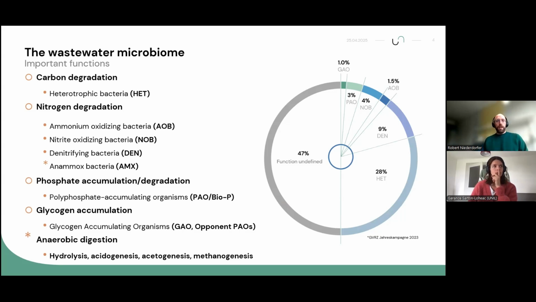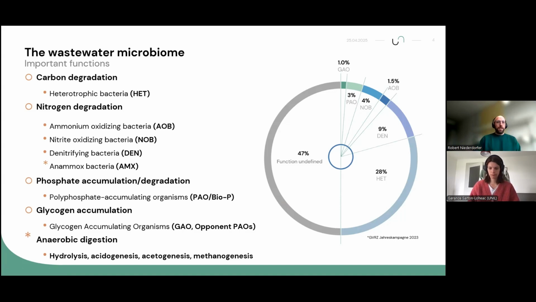Here I show you, can you see my mouse like this? Yes. Okay, so this is just an idea that I can give you of the activated sludge in a real wastewater treatment plant, which is the average over the year. And here you see there's 28% of heterotrophic bacteria, 9% nitrifying bacteria, 1.5% AOBs, 4% NOBs, 3% PAOs, and 1% GAOs. And 47% are actually undefined in terms of their function.